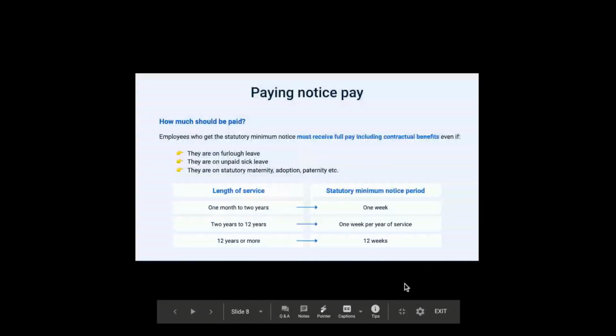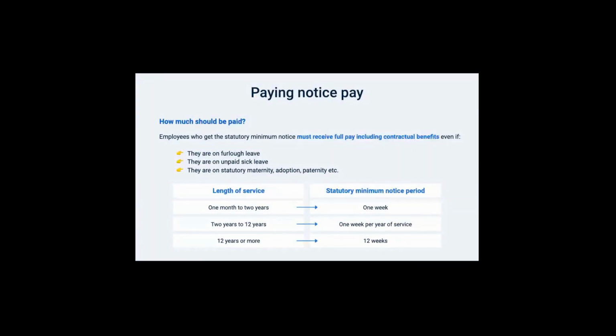So there are two types of notice. The first is statutory notice, which is the minimum amount that your employee is entitled to, and it's based on their length of service. And I've included the statutory minimum notice period by length of service in the table at the bottom of this slide for you. And the second type of notice period is the contractual notice period, which is the length of notice that the employee is given as per their contract of employment.